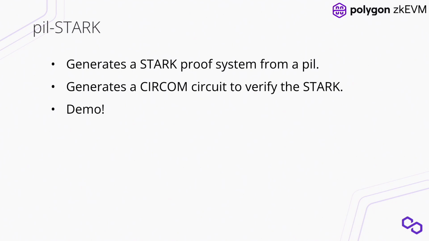So we have PIL Stark. PIL Stark, as I showed before, allows us to build Starks, but it allows us to do more things. One of the interesting things of PIL Stark is that it not only generates the prover and the verifier, it also generates a verifier circuit written in Circom that verifies a specific PIL. So this is very flexible because we have both things. This circuit then can be used to create another proof, so it would be a proof of proof. So we have recursion in this part, okay. So let me show here an example.